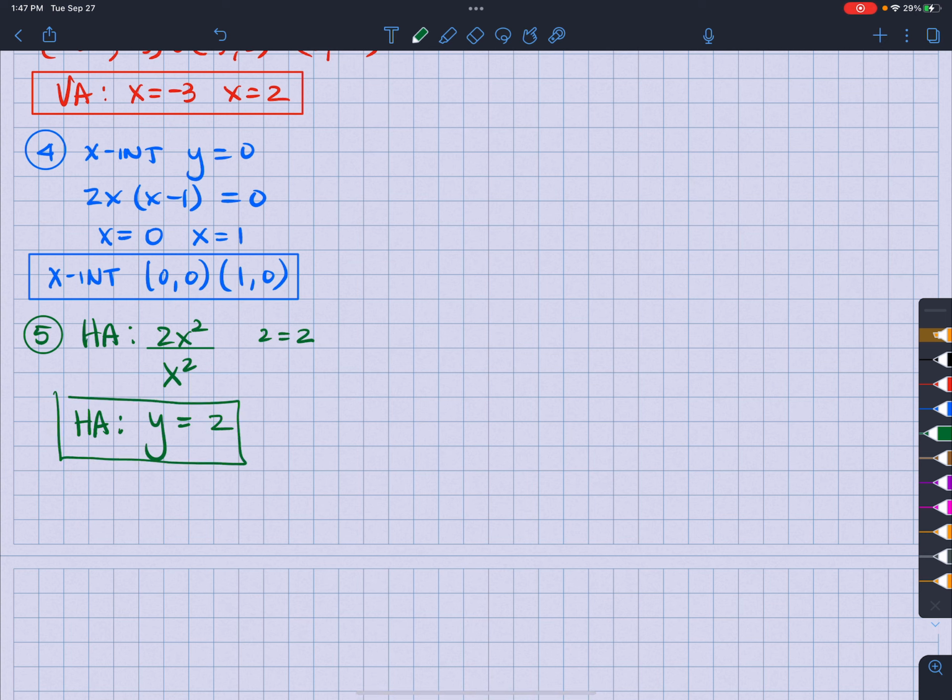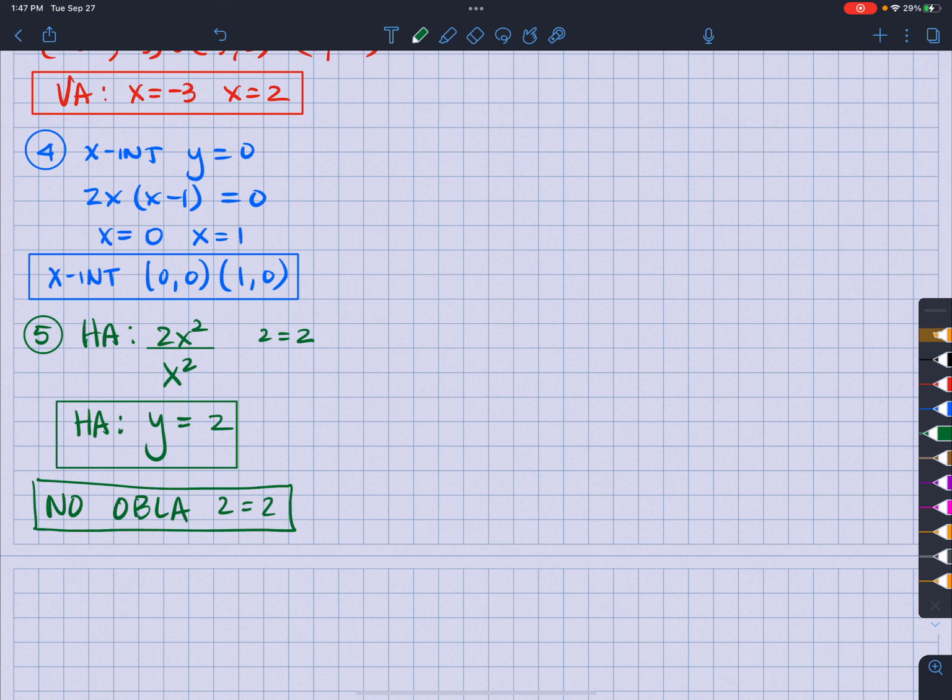There is no oblique asymptote since the powers are equal. If it was a power of 3 on top and a power of 2 on the bottom, that's the only time it would have an oblique asymptote. But since they are equal, there's none.